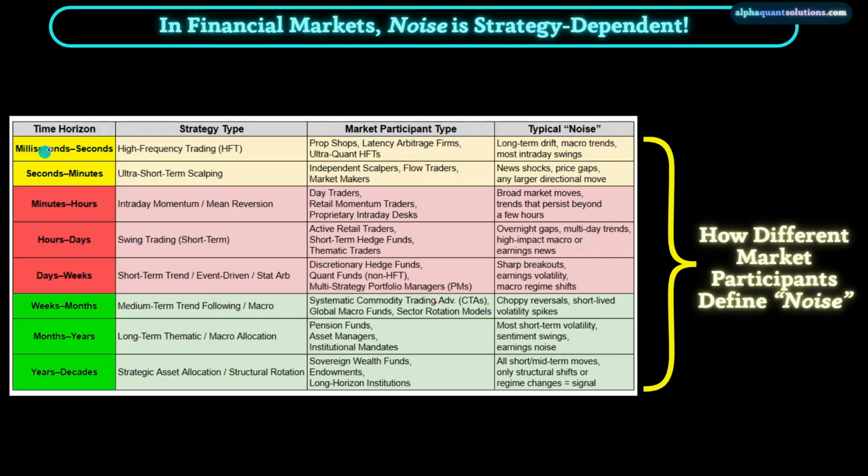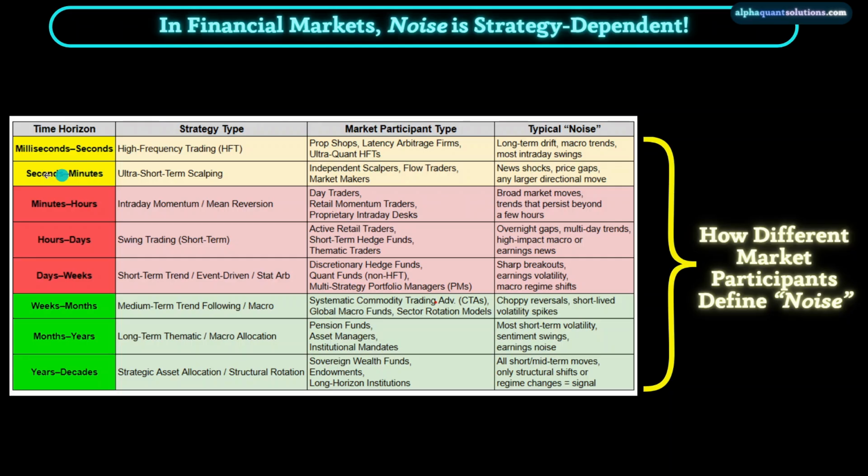Now, for strategies having a time horizon from milliseconds to seconds, what do we define as noise? In this case, for an example, when we talk about high frequency traders, then the slow drift of the market over hours or days is actually irrelevant for them. It's just background static. And even macro trends or most intraday swings don't matter as well because most of their trades live just for a few milliseconds.